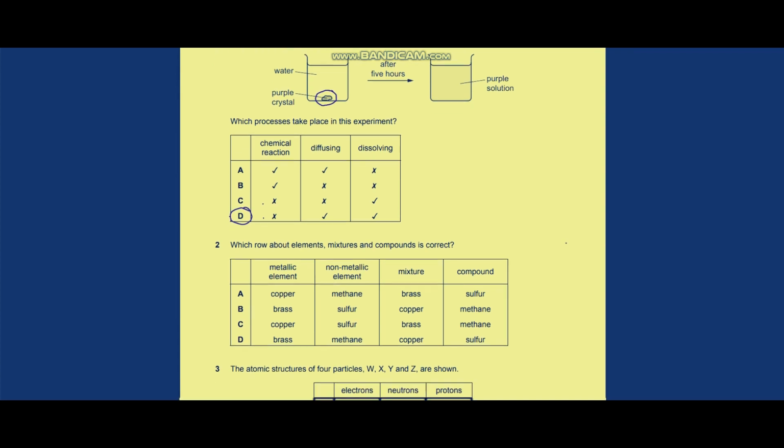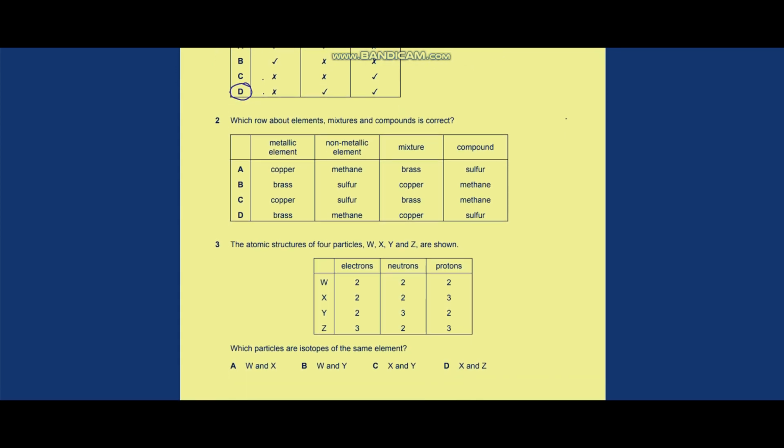Coming to the second question. Which row about the element, mixture and compound is correct? Metallic element. Brass is an alloy. So B and D cannot be my option. Copper is a metal. The non-metallic element, methane is a compound. CH4, it's a compound. Then we have sulfur and again methane. So A and D cannot be my answer.